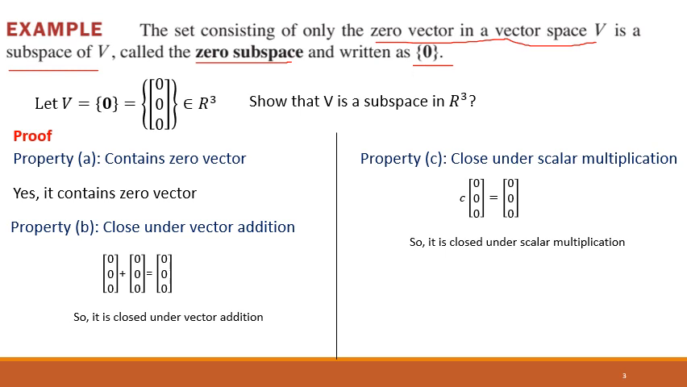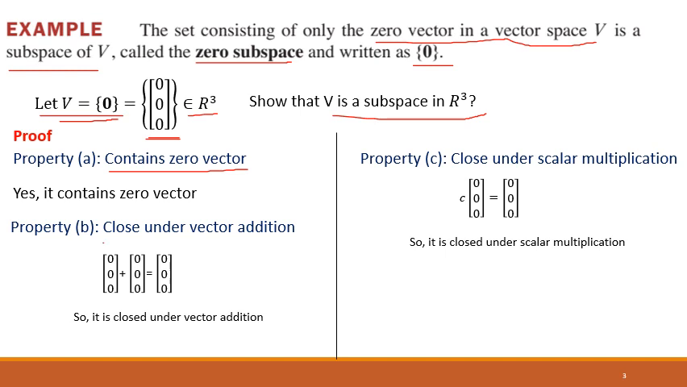To prove this, we will consider V equal to this, which is the zero subspace, in R cube. Our task is to show that V is a subspace in R cube. For this, V should satisfy all three properties of a subspace. First we will check property A, which is containing the zero vector. We can observe clearly V is containing the zero vector.